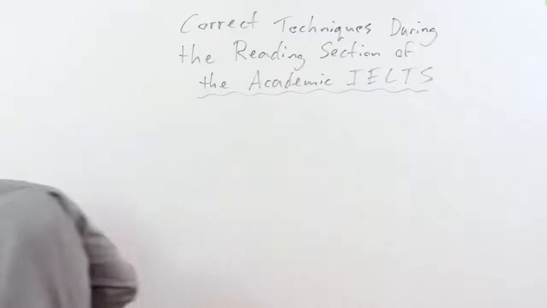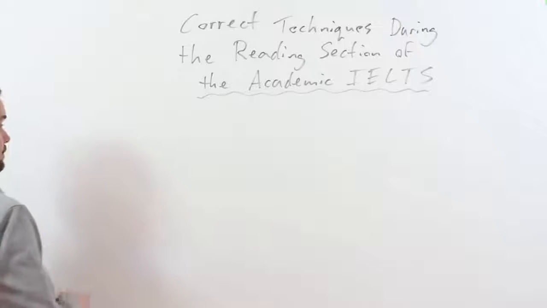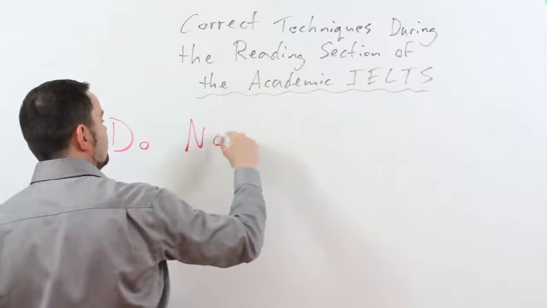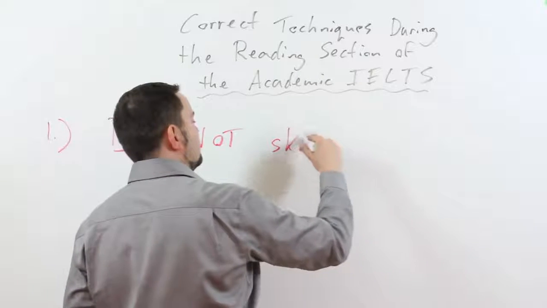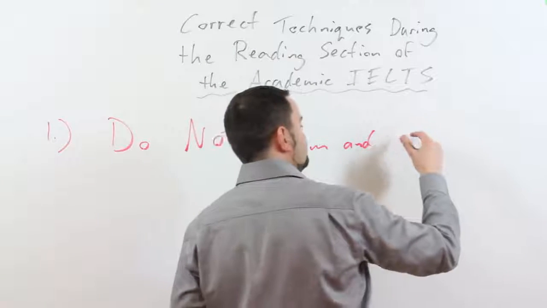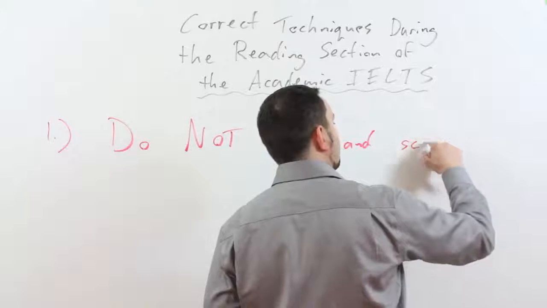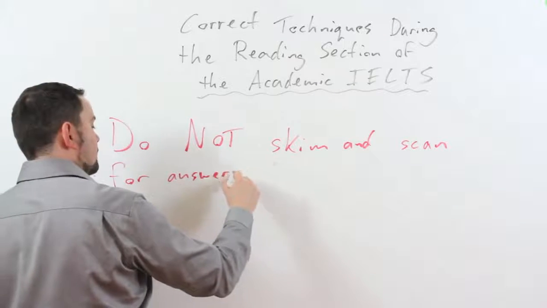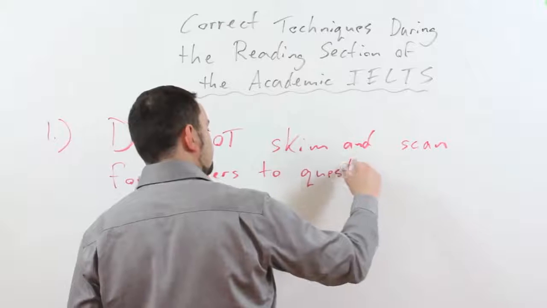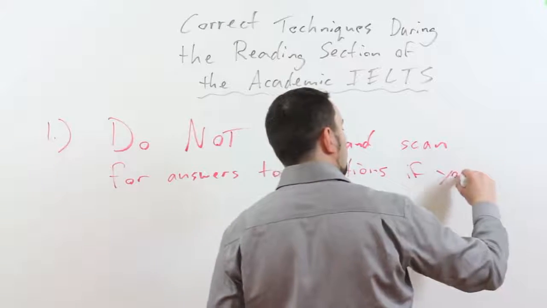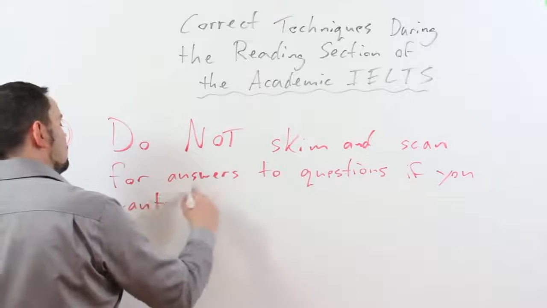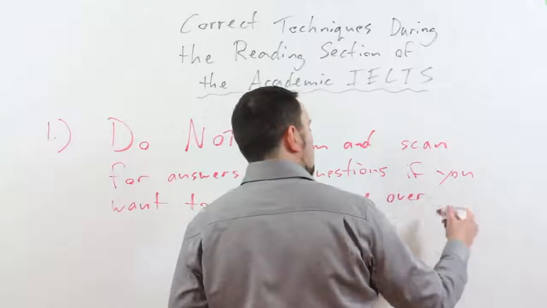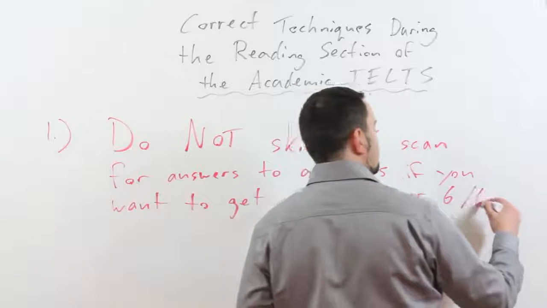So the first point here is do not skim and scan for answers to questions if you want to get a score over 6 or 6.5.